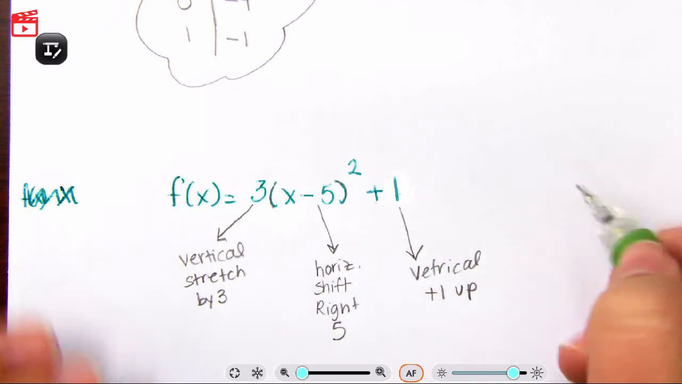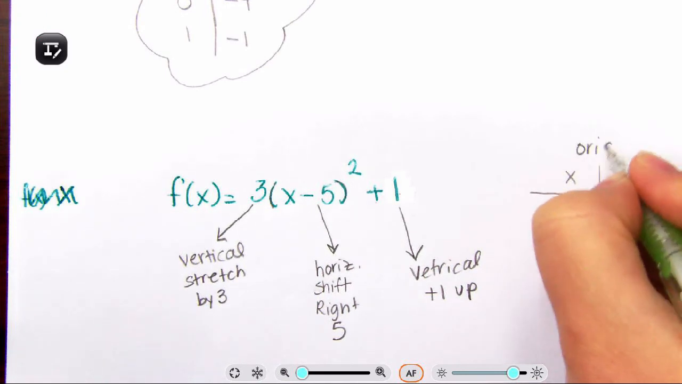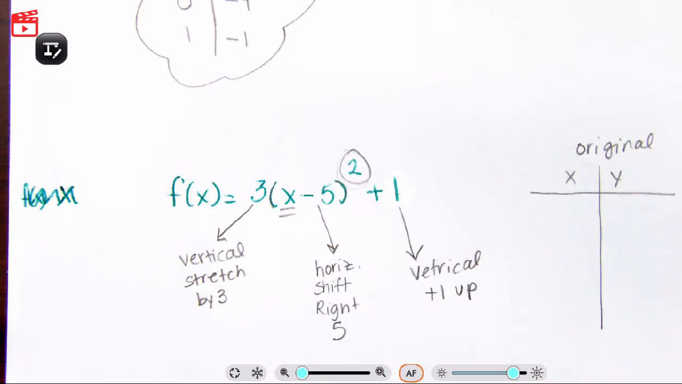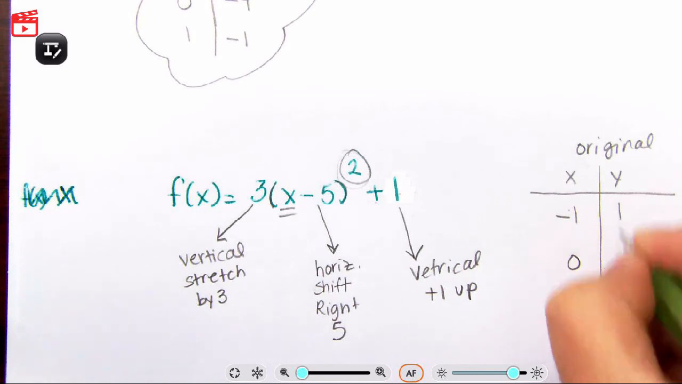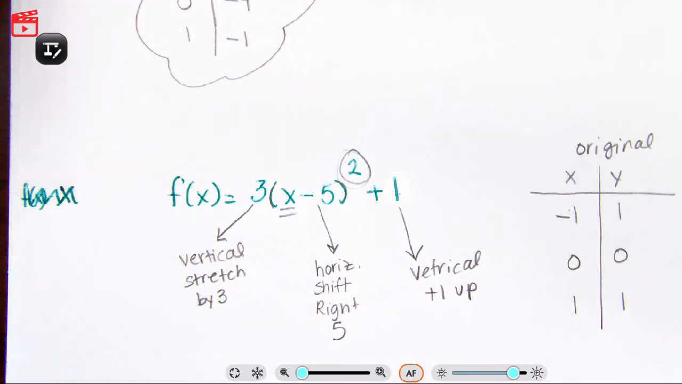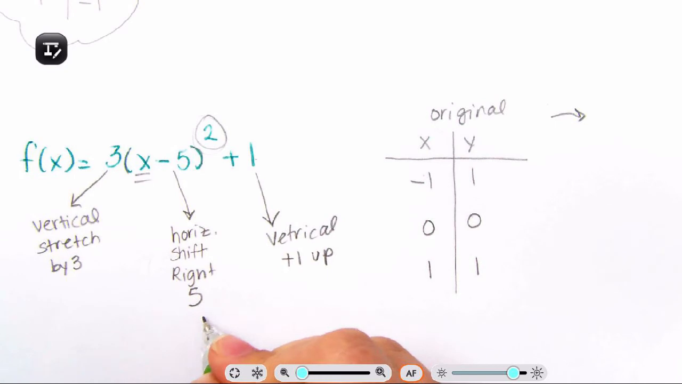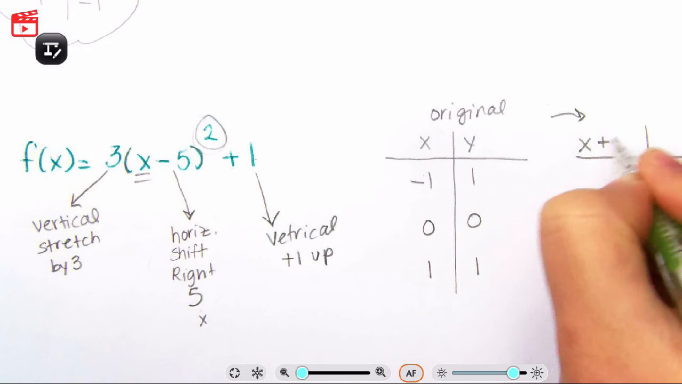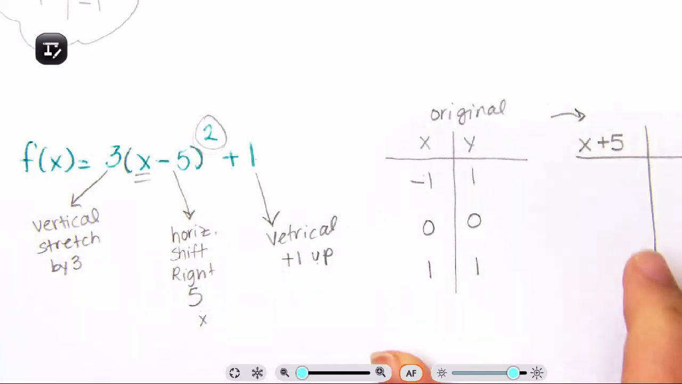So again, let's do our pretty points. Here's our original parent. I know my parent is x squared because I'm looking at the symbols. So what do I have? -1, 0, and 1. I have 1, 0, and 1 as my pretty points. Now I need to create my formula for what is happening. I do have a horizontal. Horizontal means x, and I am shifting right by 5. So if you shift right by 5 in x, you're going to have to add 5. I have a vertical up 1, so I know I'm going to add 1 to my y's.